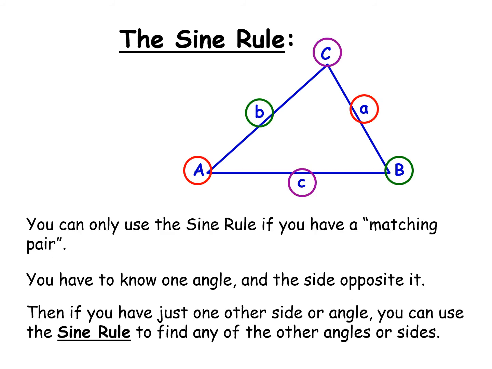So you can only use the sine rule if you have a matching pair. So you need to have at least one matching pair.